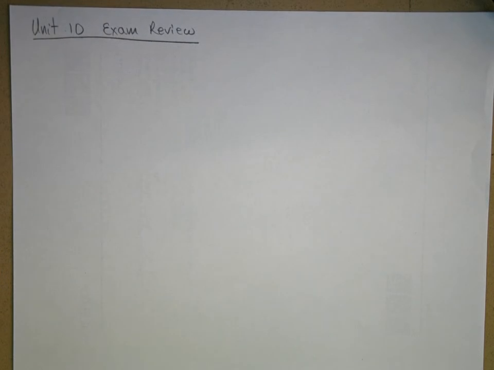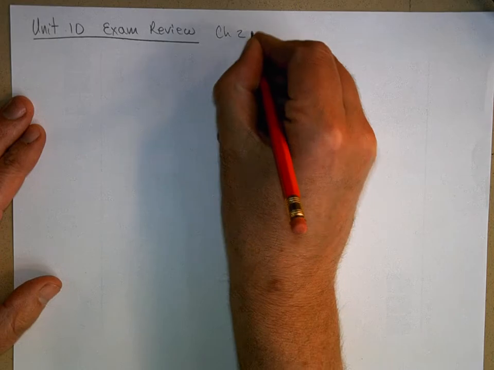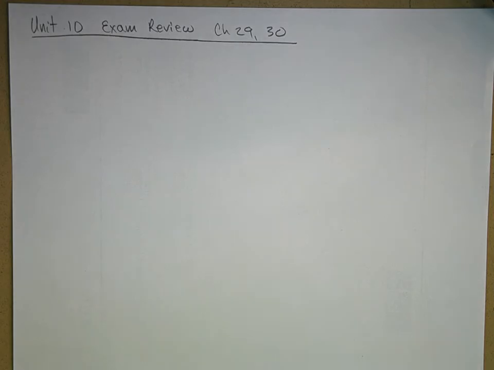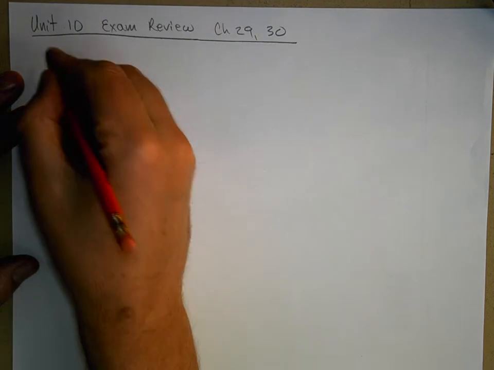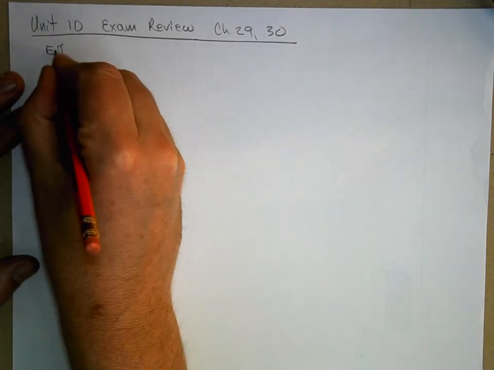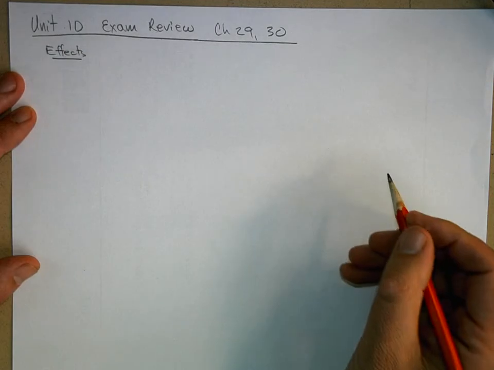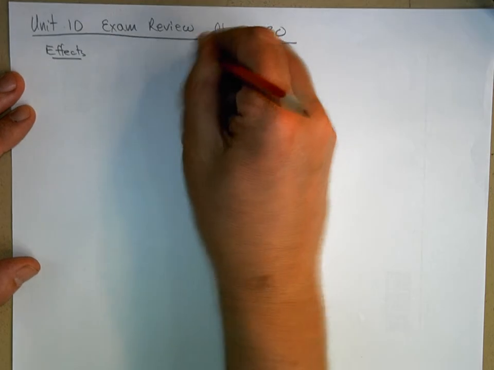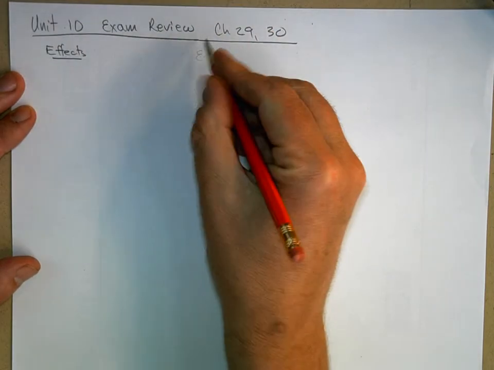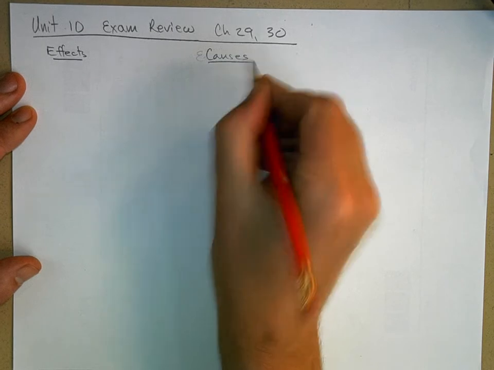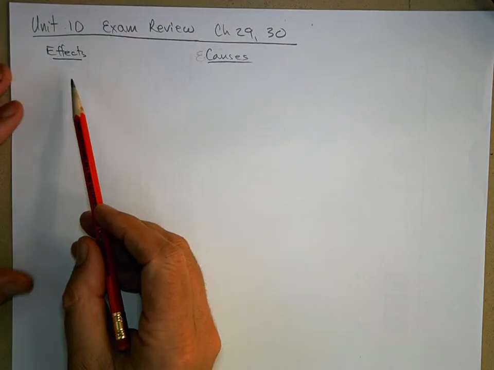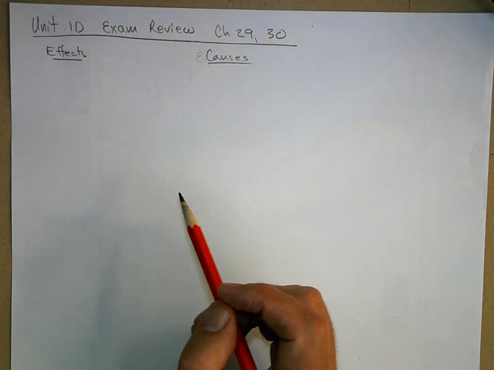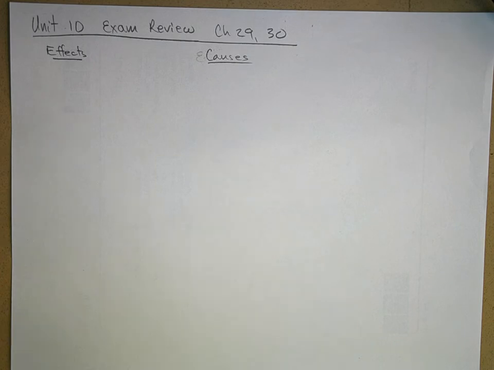Unit 10 is basically chapters 29 and 30. Chapter 29 is all about the effects of magnetic fields, and chapter 30 is about the causes. What causes magnetic fields? So this is what do magnetic fields do, and then how do you make magnetic fields in the first place? So it's kind of an interesting way to go about it.